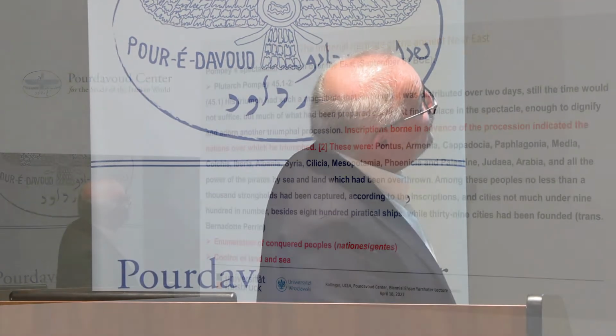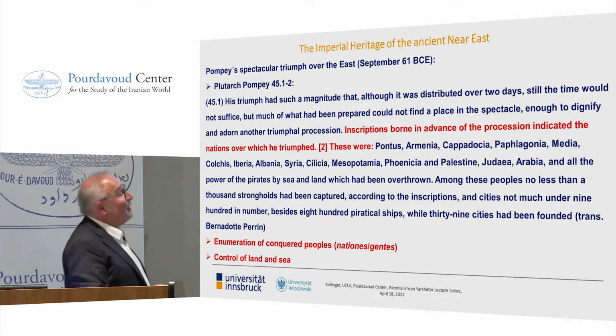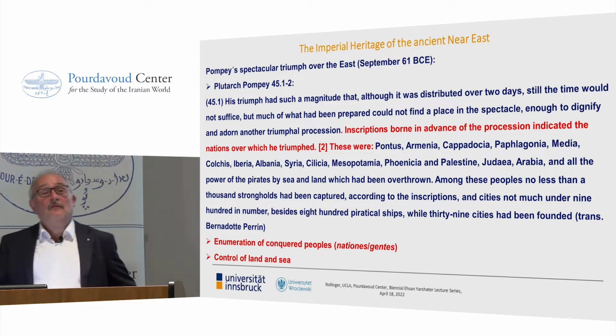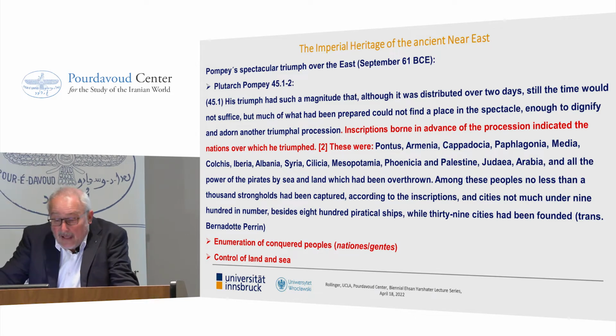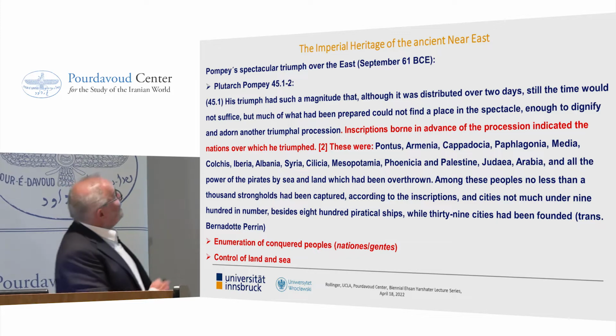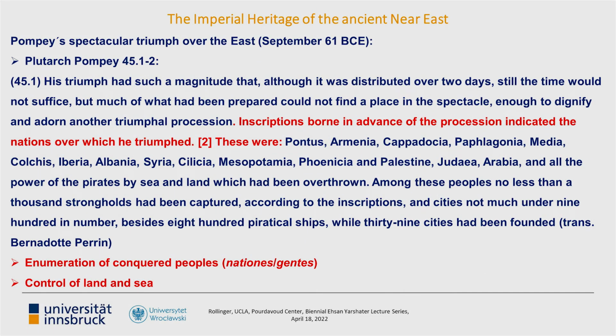And the historical context I'm referring to is September 61 BC, when Pompey was celebrating his triumph after his victory over Mithridates and the new order he gave to the east. Let me read out this important passage in the histories of Plutarch. His triumph, that is the triumph of Pompey, had such a magnitude that although it was distributed over 2 days, still the time would not suffice.